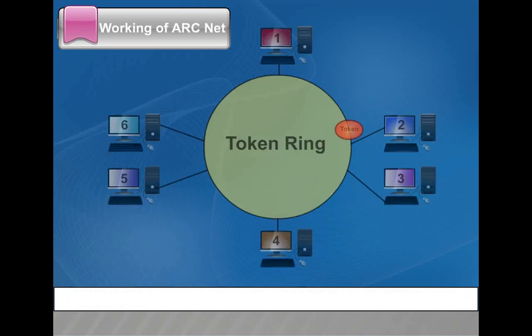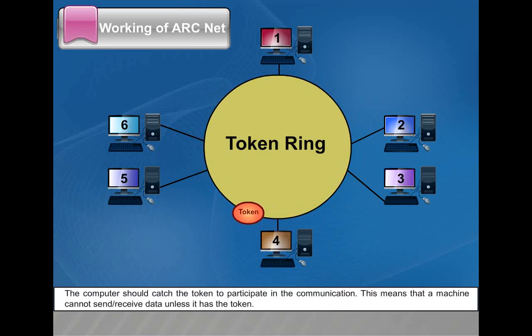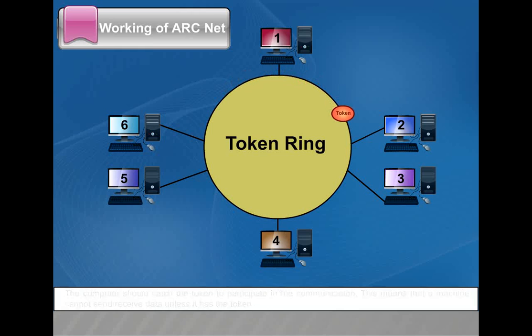The working of ARCNET. ARCNET used a token ring scheme, and the token will be circulating in the network. The computer should catch the token to participate in the communication. This means that a machine cannot send or receive data unless it has the token. As soon as a computer catches the token, it sends out a data packet into the network.